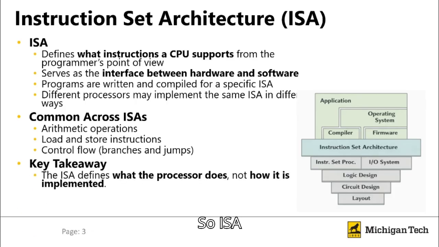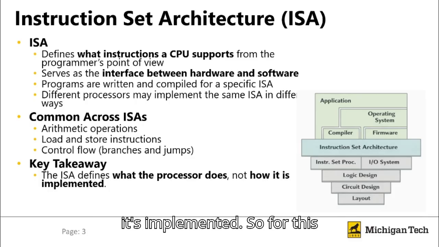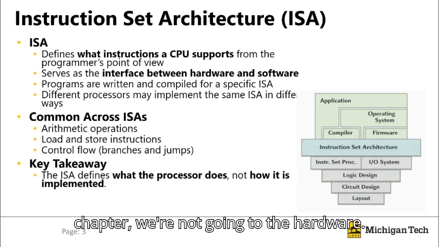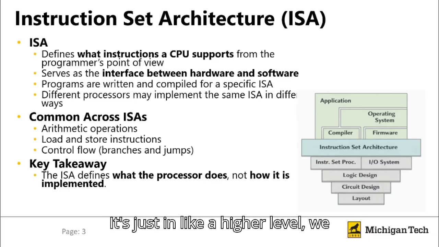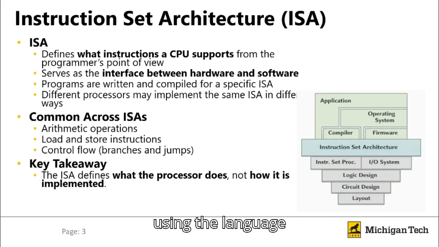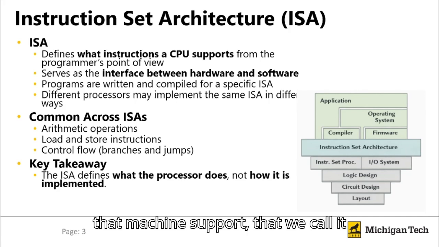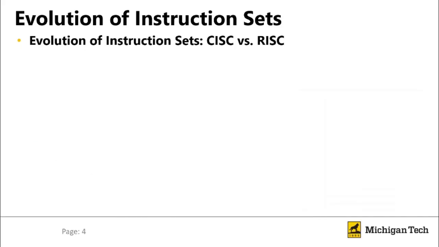So ISA defines what the processor does, not how it's implemented. For this chapter, we're not going into the hardware or how the CPU works. We're at a higher level, looking at how a programmer can use the CPU using the language that the machine supports, which we call ISA, instruction set architecture.